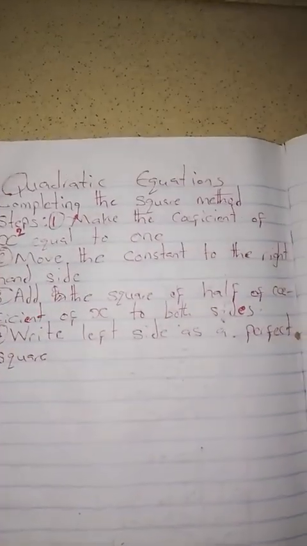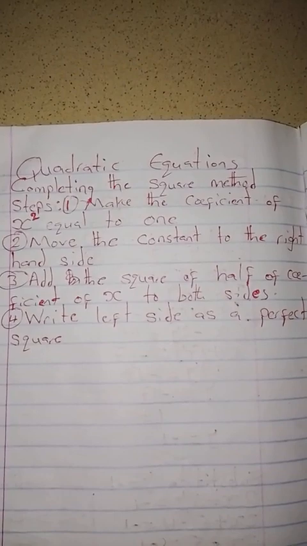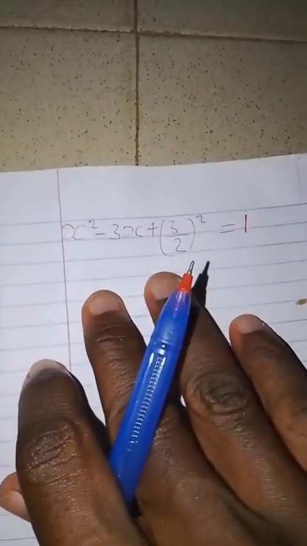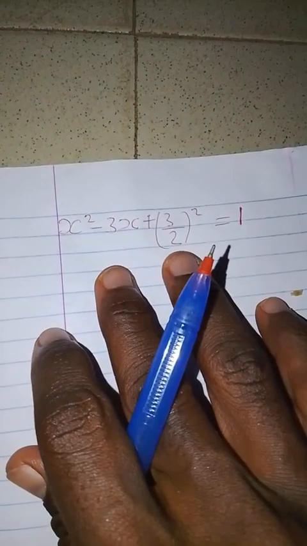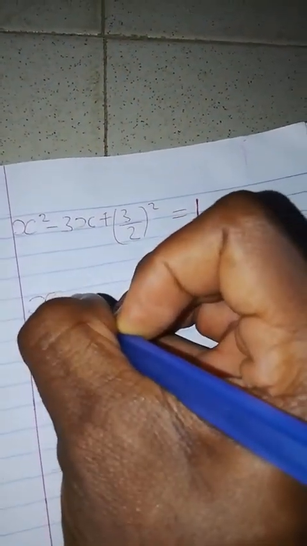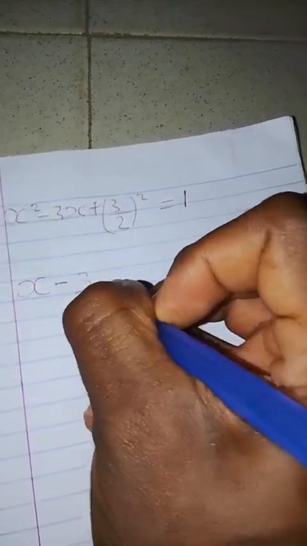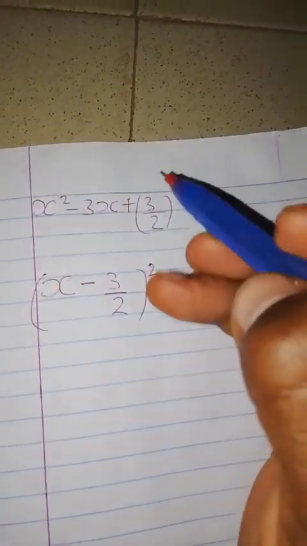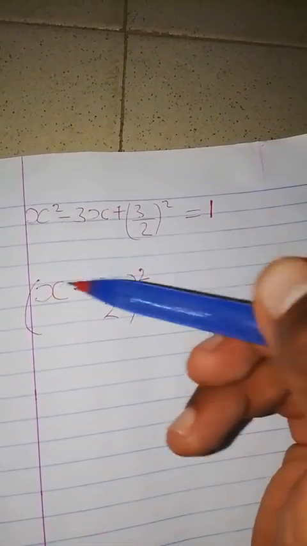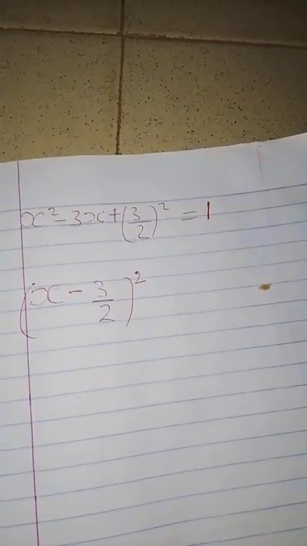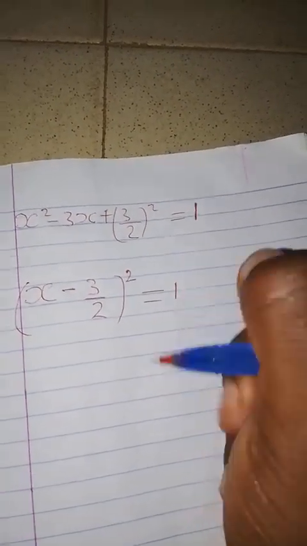The next step, step number 4, says write left side as a perfect square. This side, we are going to write it as a perfect square. Write it like this. Memorize this thing. Write x minus 3/2, squared. Notice, write just this. When you get to this step, write this and this, put them in brackets squared. Memorize this step. Equal to 1.